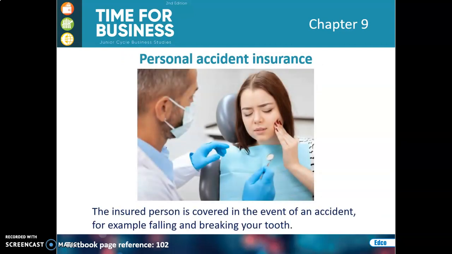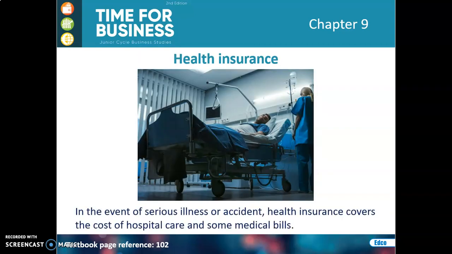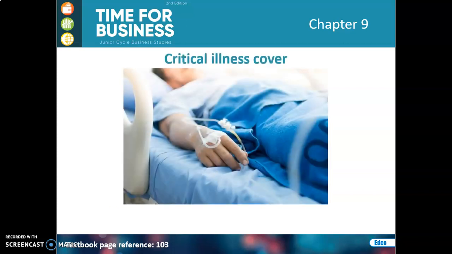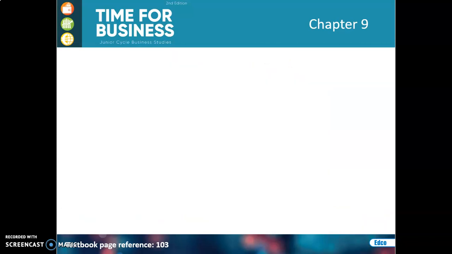Personal accident insurance, if somebody has a fall or breaks a tooth or something like that, then that will cover them in that regard. Health insurance covers your medical bills and the cost of your hospital care in the event of you getting ill. Critical illness cover will pay out a tax-free lump sum if you get a serious illness or disability, and there's a whole big long list of them. These are all optional insurances. The only compulsory one is the motor vehicle third party. So some people take out lots of insurance, other people don't do so.